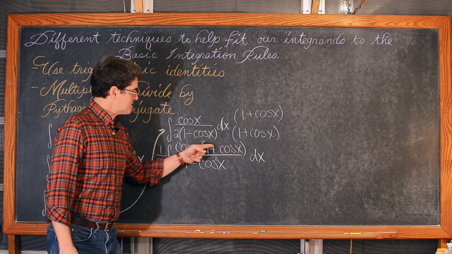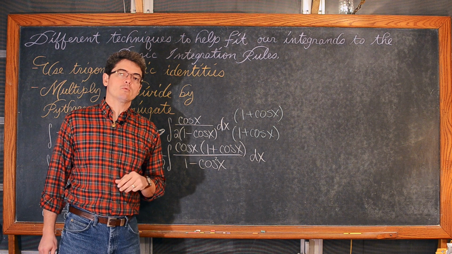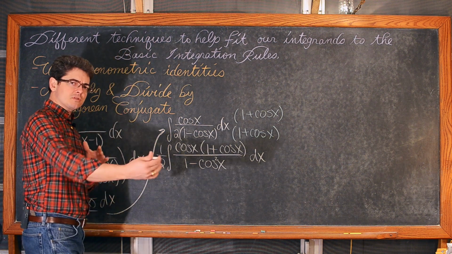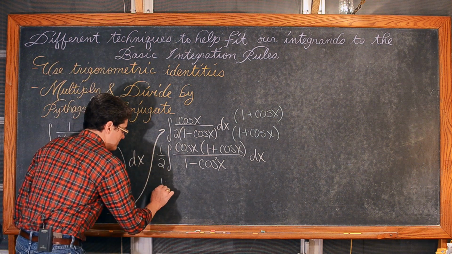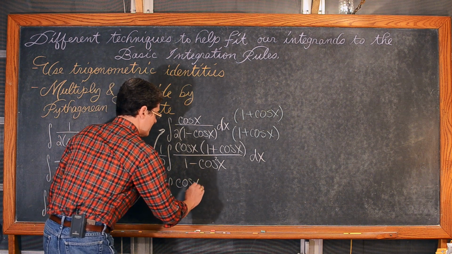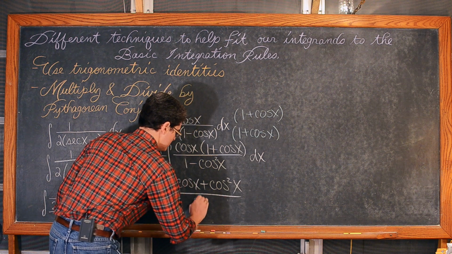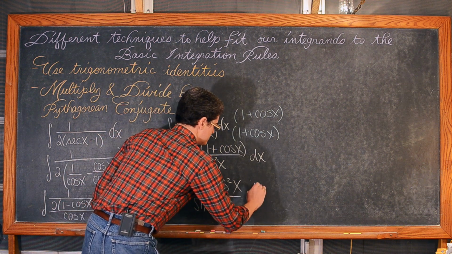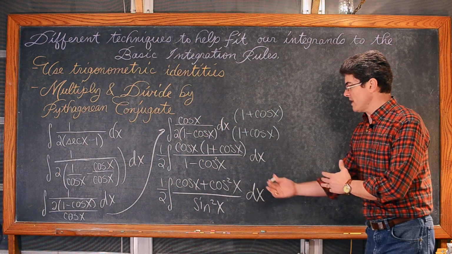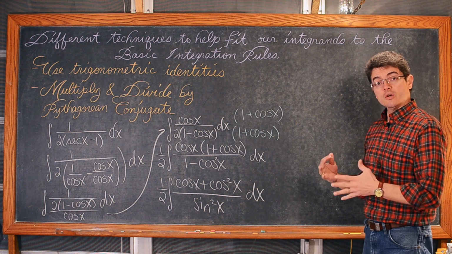Let's distribute the cosine through this parentheses and get the 1 minus cosine squared out and replace it with sine squared. That was from our earlier attempt at a u substitution. Seemed like we needed a sine and cosine together. So we have 1/2 times the indefinite integral of cosine of x plus cosine squared x over sine squared x dx. Okay, well the idea of bringing in this conjugate was the whole idea we needed sine and cosine with this numerator-denominator thing. So let's see if we're good to go now.